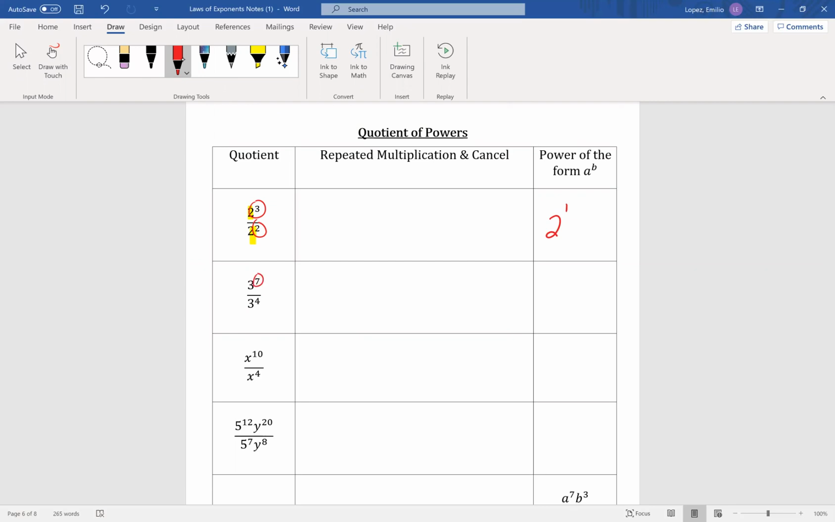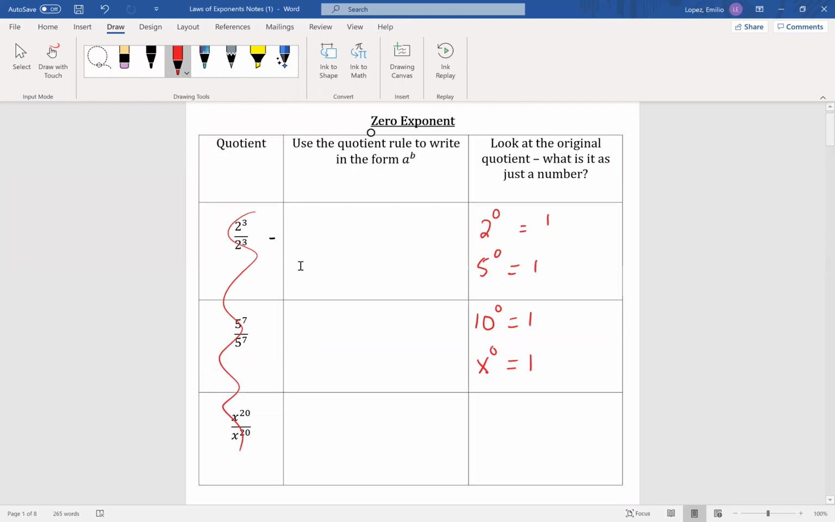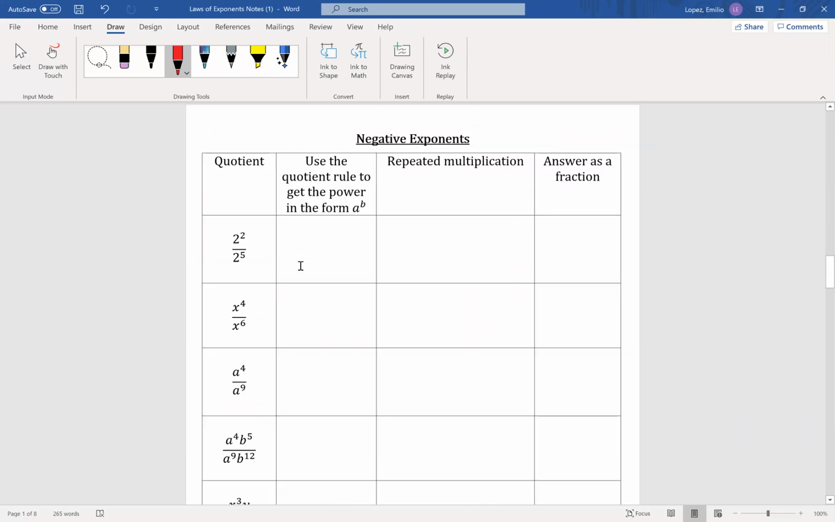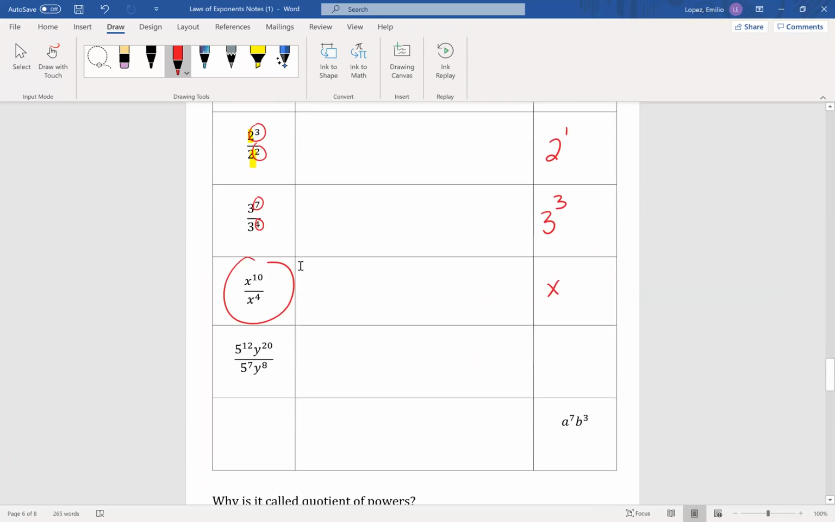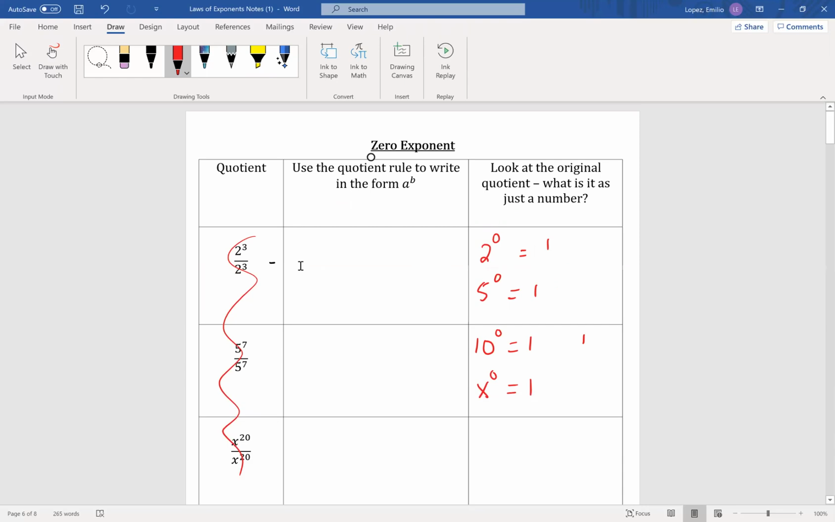On this one, they have the same base. You do 7 minus 4, which gives you 3 to the 3rd power. On the next one, you do top to bottom. You do 10 minus 4, which gives you 6. Now, when you look at the next example, there's a lot going on here. You just stick with the bases, all right? So the 5 and 5, you're going to do 12 minus 7, which gives you 5. So it's going to be 5 to the 5th power. For your y's, you stick to the 20 and the 8. So you do 20 minus 8, which gives you 12. So it's going to be y to the 12th power.